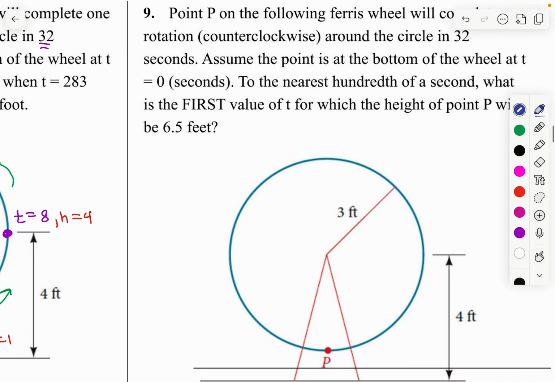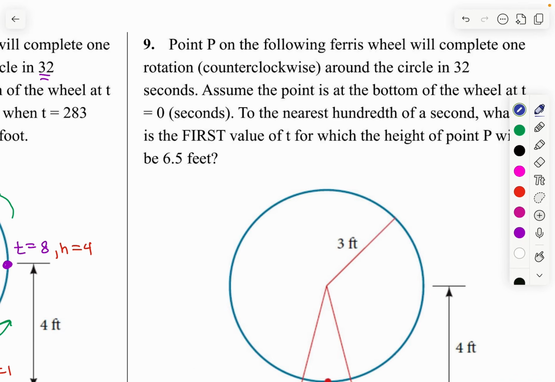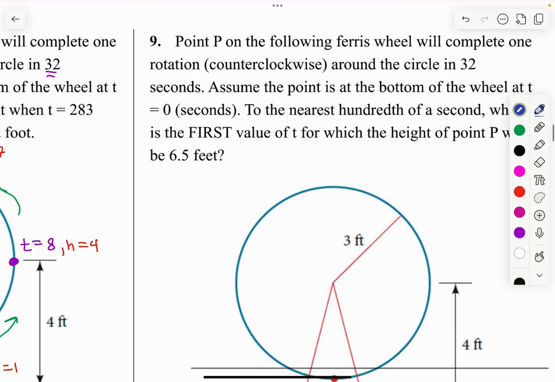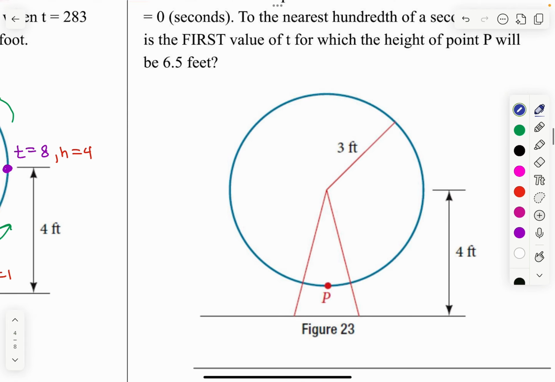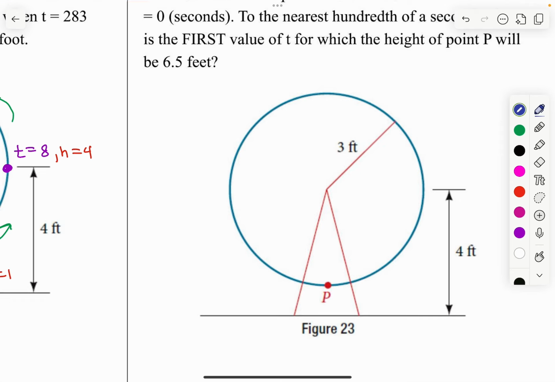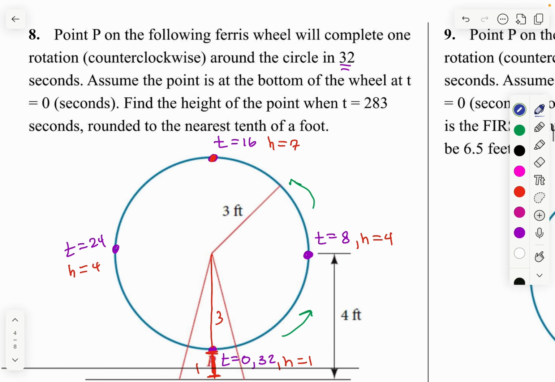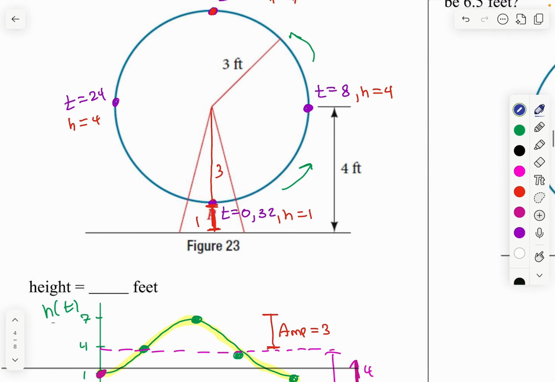Okay, this problem here is a follow-up to the one before it. It's the same context of a Ferris wheel moving around in a counterclockwise direction, starting down here. So all this work we did here, we're still going to need. This is from the last video.